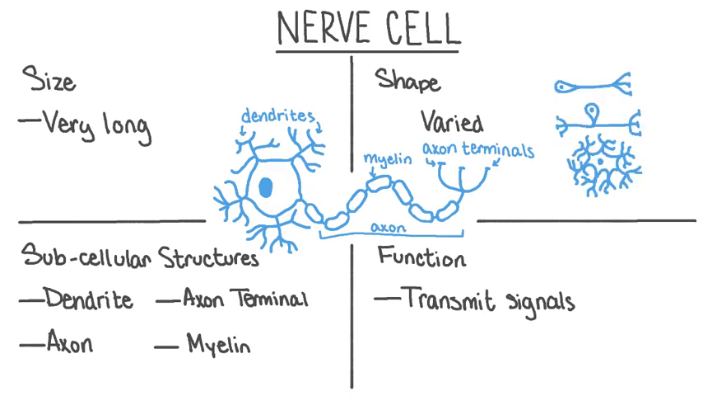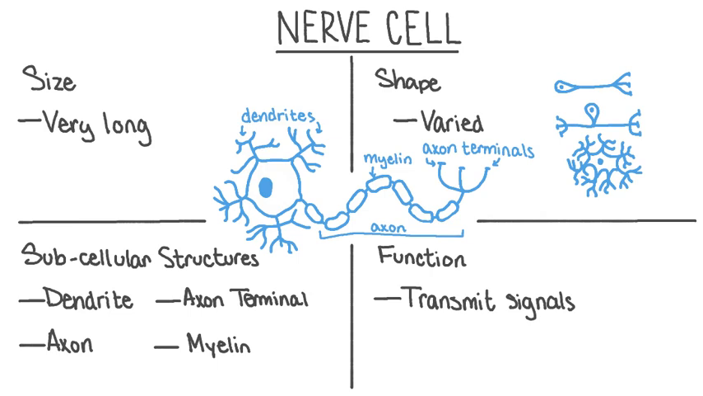Remember, these cells can be quite long. The diagram shows a typical motor neuron, or a neuron that controls movement, but the shapes of nerve cells tend to vary pretty widely. Depending on their specific function, they may possess dendrites or not. They may possess axons or not, and they may be myelinated or not.